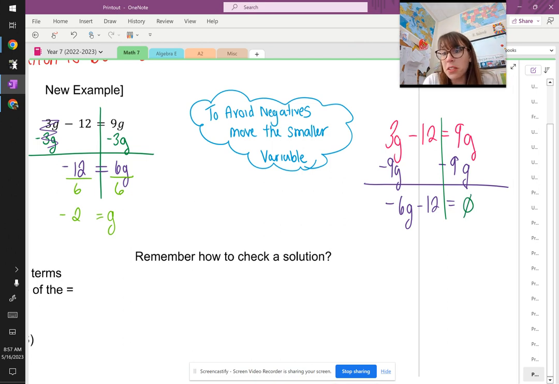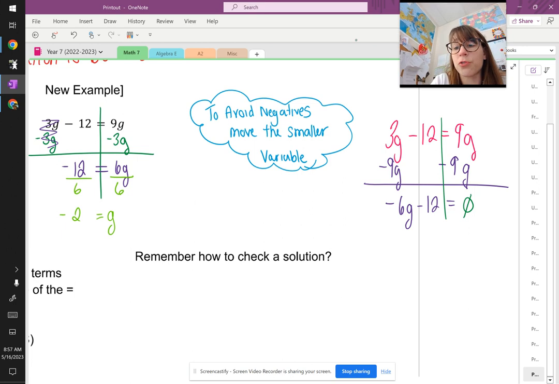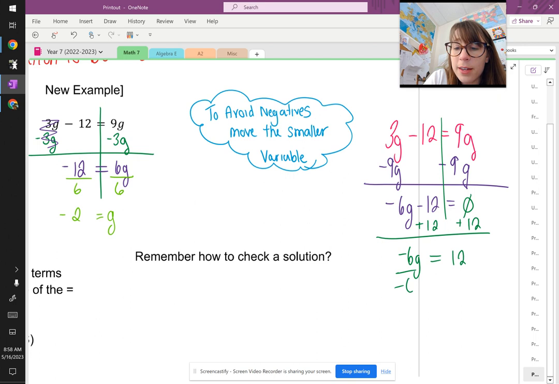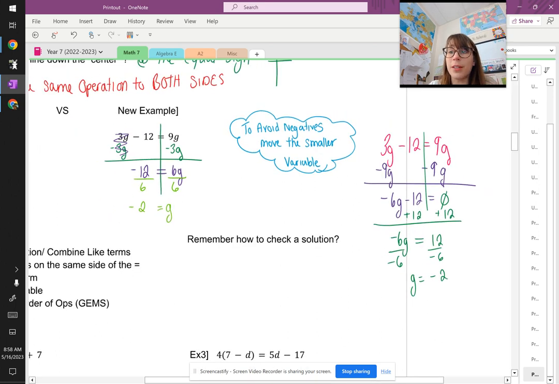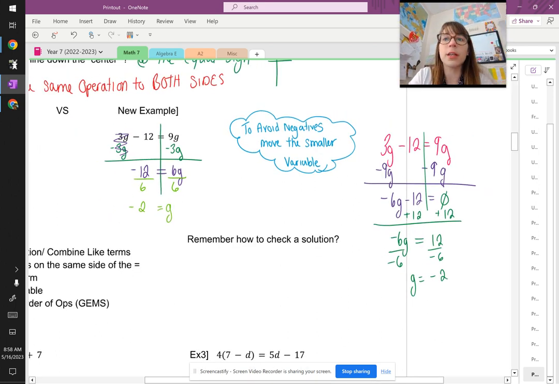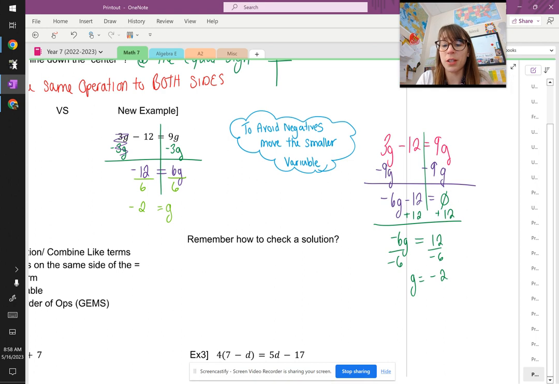There's nothing wrong with having 0 over there. I just have this extra step of needing to add the 12 to both sides. Or you could have added the 6g. That's not wrong either. And then dividing by the negative 6, leaving you with the same g equals negative 2. So same option, just a different way to do it. There's really no wrong ways to solve an equation as long as you're doing the same thing to both sides.